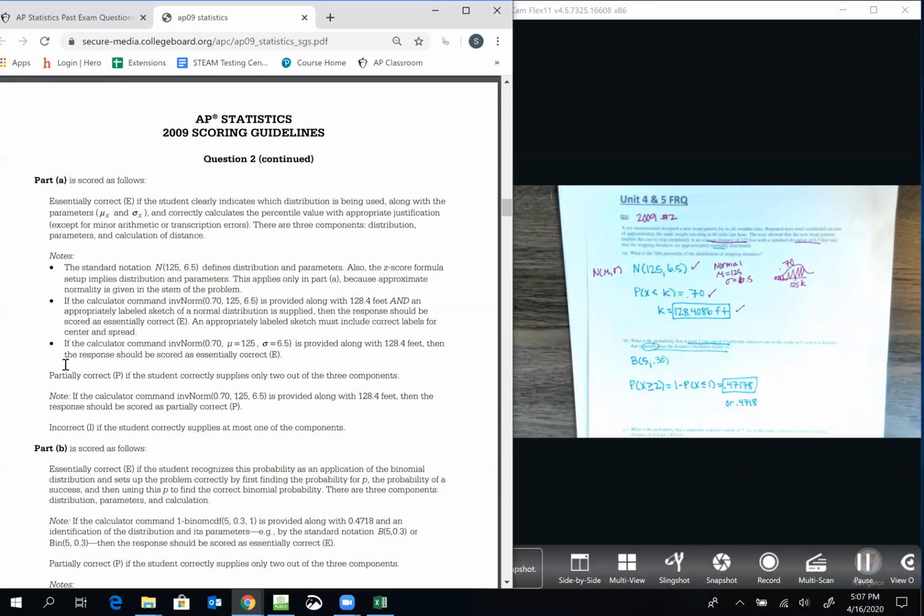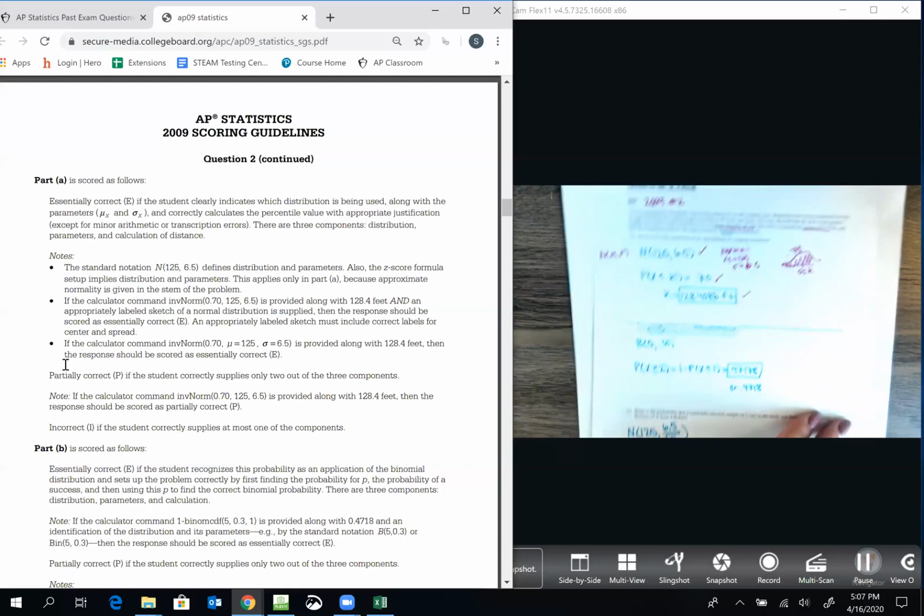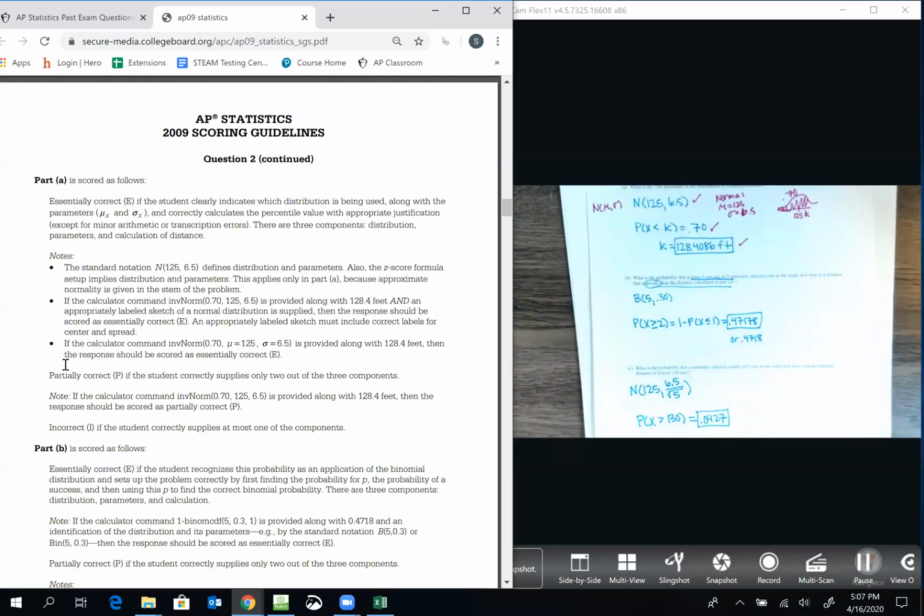If you have 2 of the 3 components, it's partially correct. If you have the calculator notation with the correct answer, but you don't have a description of your distribution or you didn't label the mu and the sigma, that's partially correct. Less than that, incorrect. Let's move on.